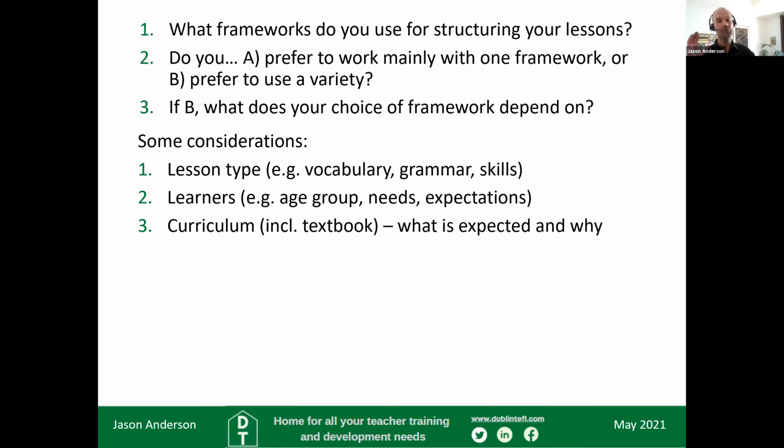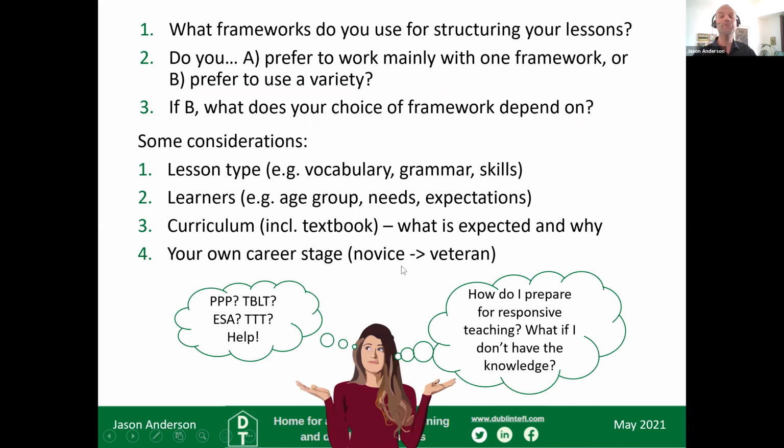When you work in a kind of private TEFL context, it may often feel that the textbook itself is the curriculum, but in many primary and secondary contexts, there's a separate curriculum that is often really important for influencing what we choose to teach and how. Student production, that's interesting, Stephen, thank you. And your own career stage.